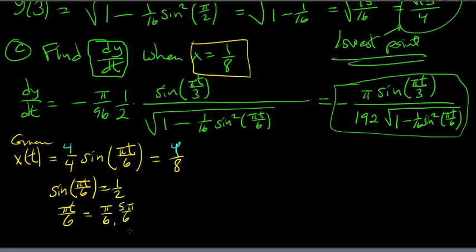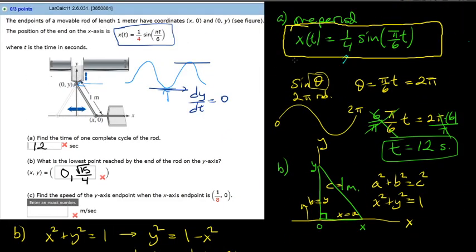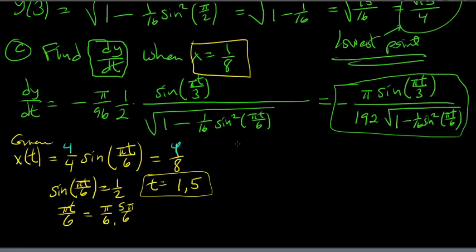We'll just do those two. And so t will either be 1 or 5. Which one is it? Well, let's try it. If t is 1, then sine of pi over 6 is 1/2, and that'll be 1/8. So, yep, I think we want t equals 1. So when t is 1, we get 1/8.